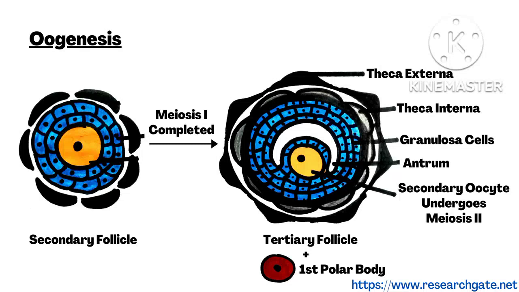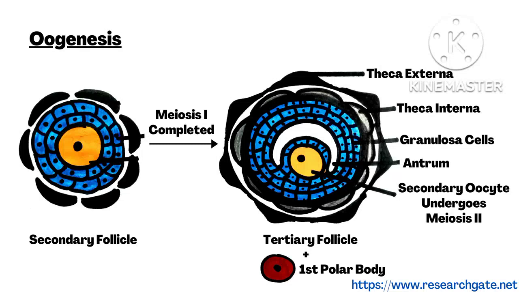Now, the secondary follicle gets converted to the tertiary follicle, in which there is a formation of secondary oocyte, as meiosis 1 gets completed, and due to this a polar body is generated. The polar body contains less cytoplasm and hence it is smaller. As we know, cytoplasm contains the nutritive material which gives nourishment to the developing zygote. So, the major portion of the cytoplasm is with the secondary oocyte, not with the polar body.